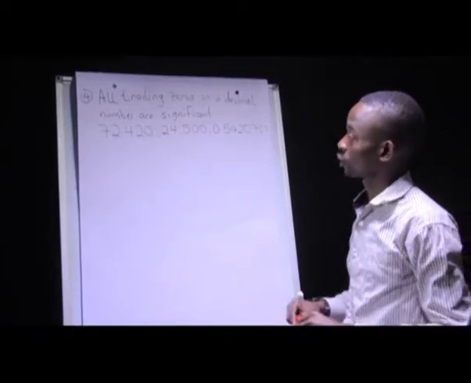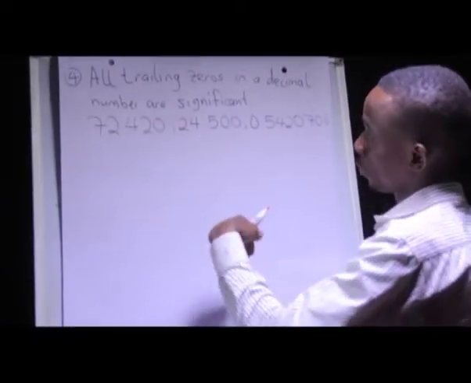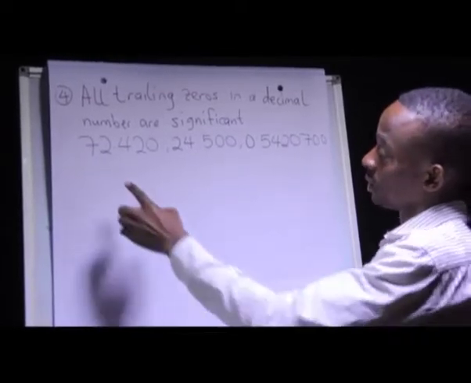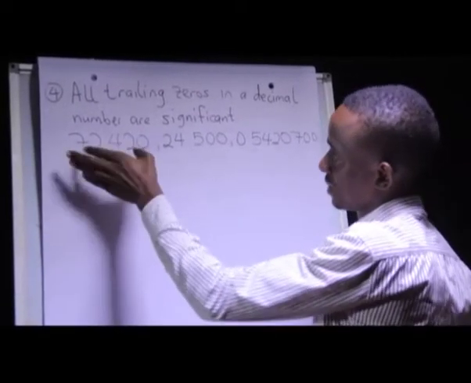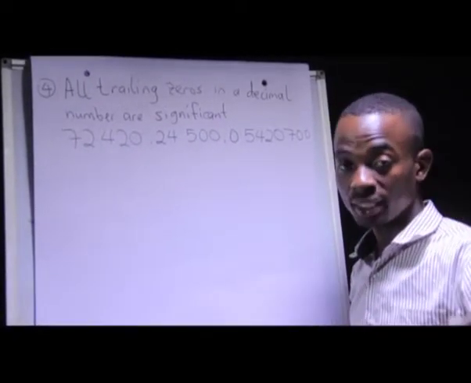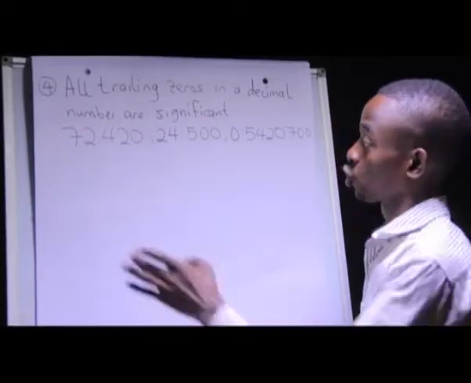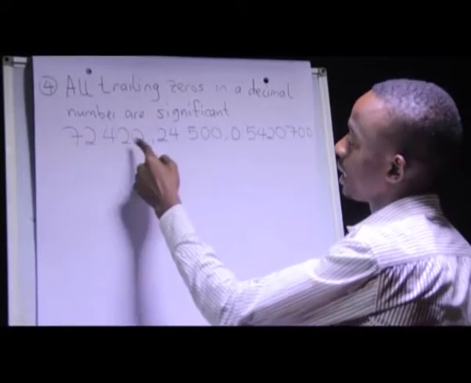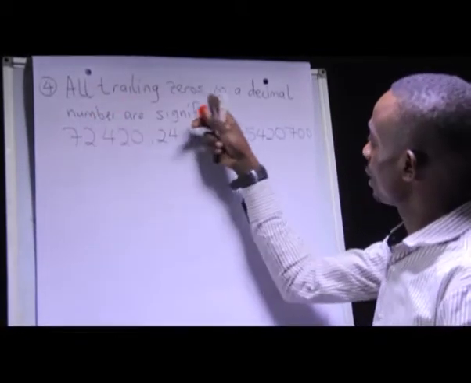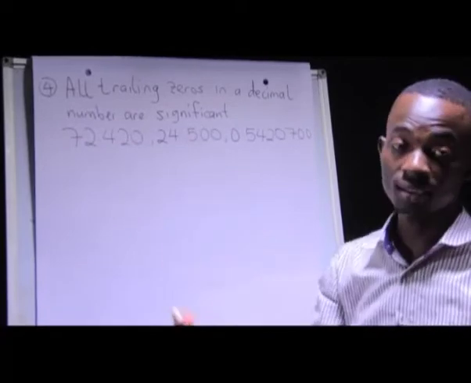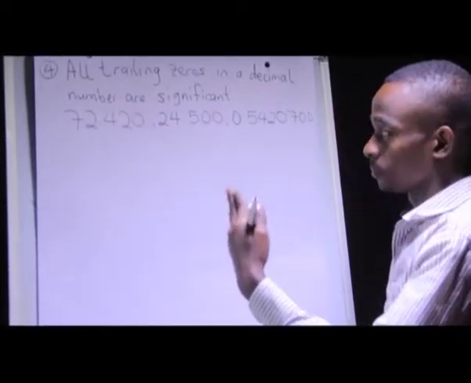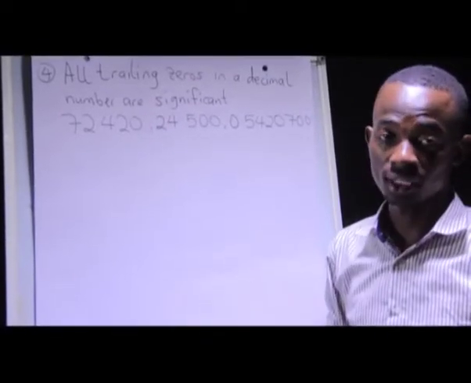So I'm going to start with the first one, 72.420. How many significant figures do we have? Already 7, 2, 4, and 2 are significant because condition 1 was telling us that every non-zero digit is significant. So already I have 4 significant figures. Now how about the last 0? Remember condition 4 tells us that all trailing zeros, and trailing means something which comes after another. So when the zeros are at the end, they are considered to be significant.